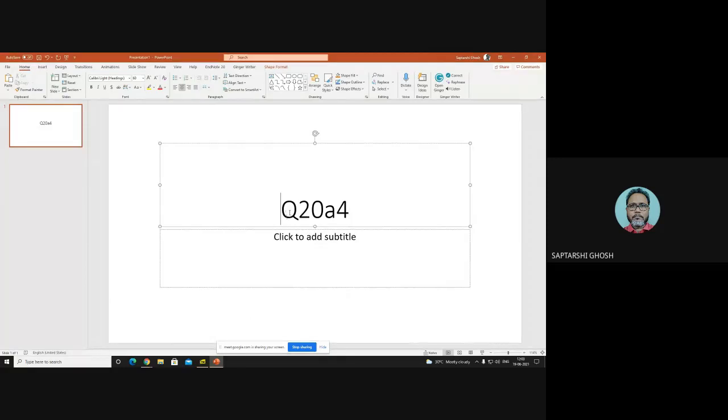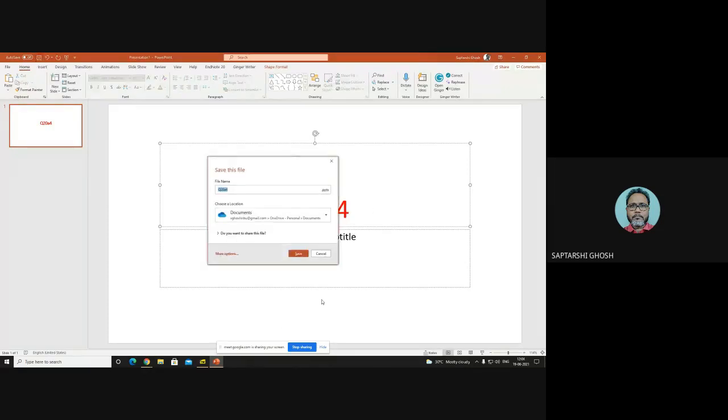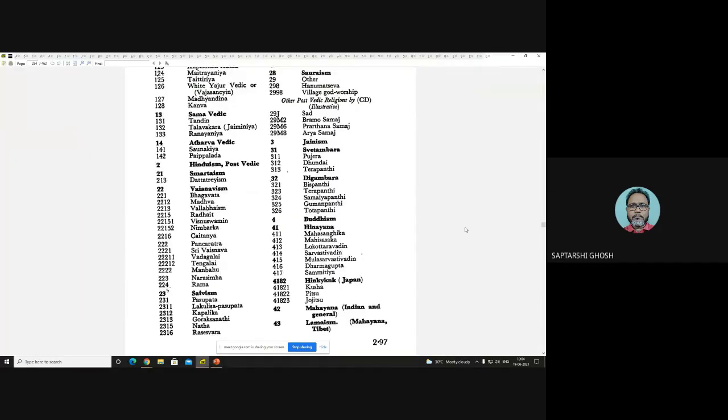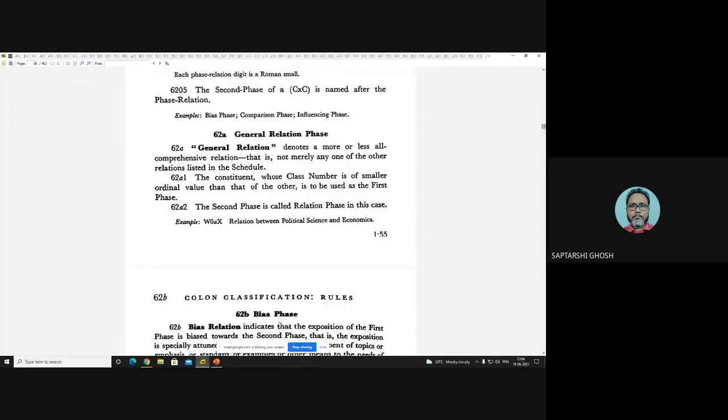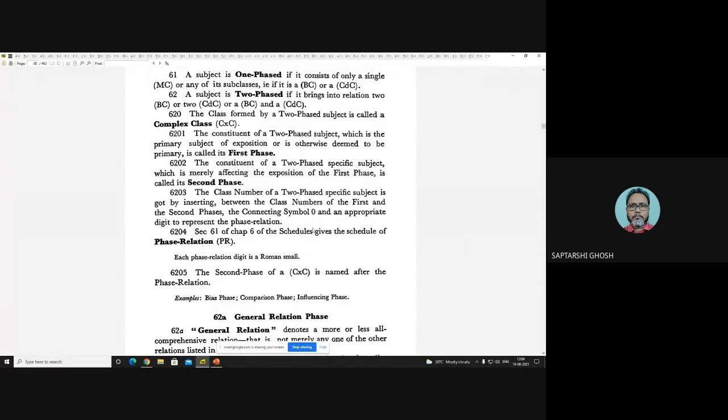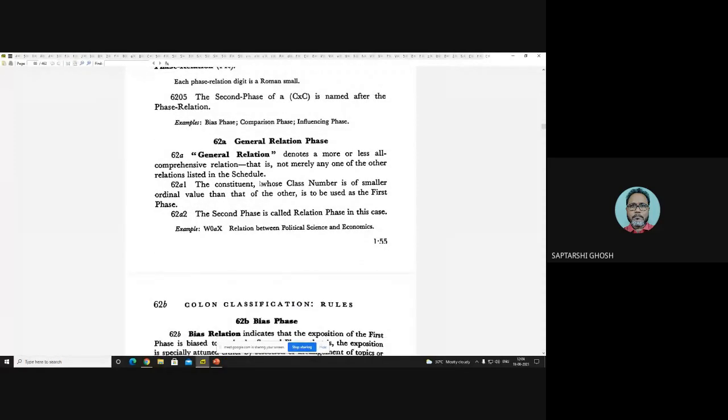So suppose this is the notation. Now we are coming to the rule again, 1.57. Yes. Now see, so two numbers, the first is zero and another one is the digit, the phase relation, okay? Now we are coming to the general phase relation. The general phase relation denotes a more or less all comprehensive relation. That is, you cannot segregate any special relation from it.